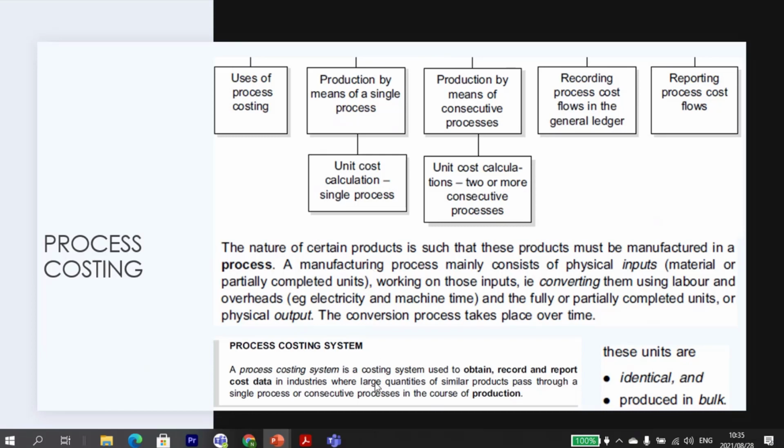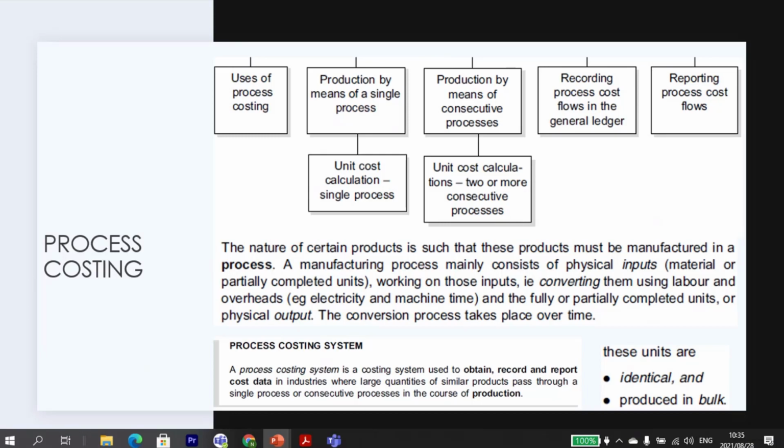Process costing is a costing method used to obtain, record, and report cost data in industries where large quantities of similar products pass through a single process or consecutive processes in the course of production. It's a bit of a mouthful, right? So with that being said, let's try to make sense out of it.